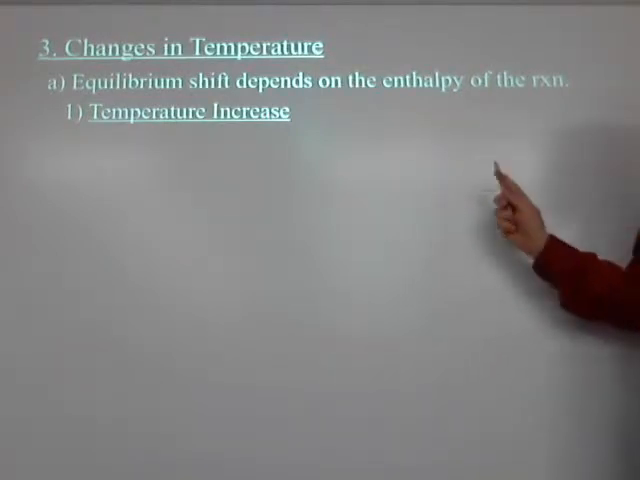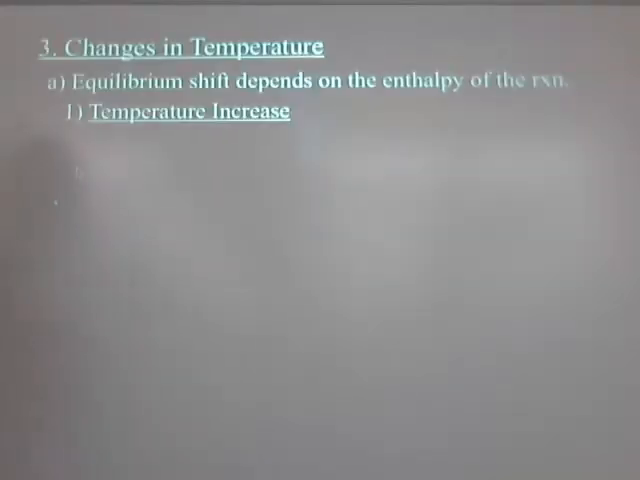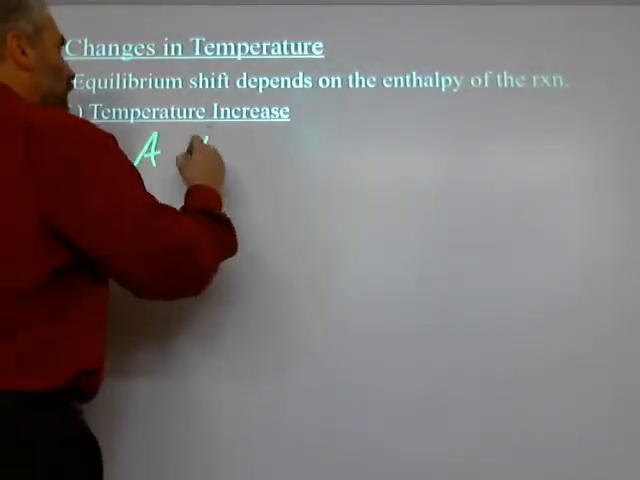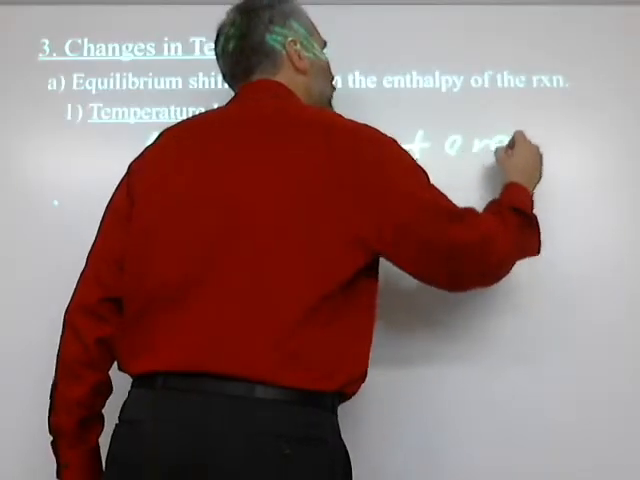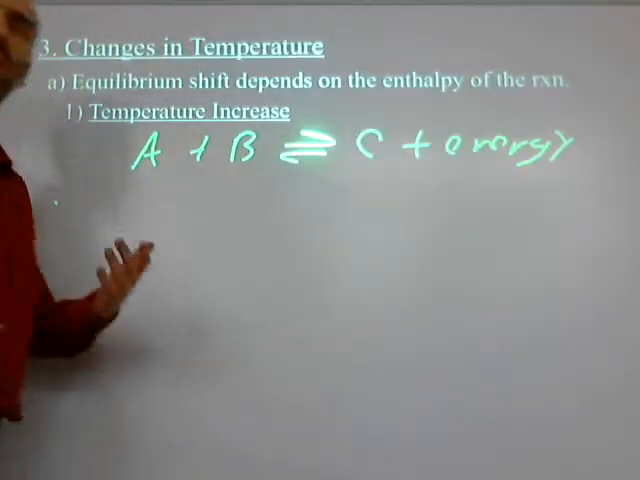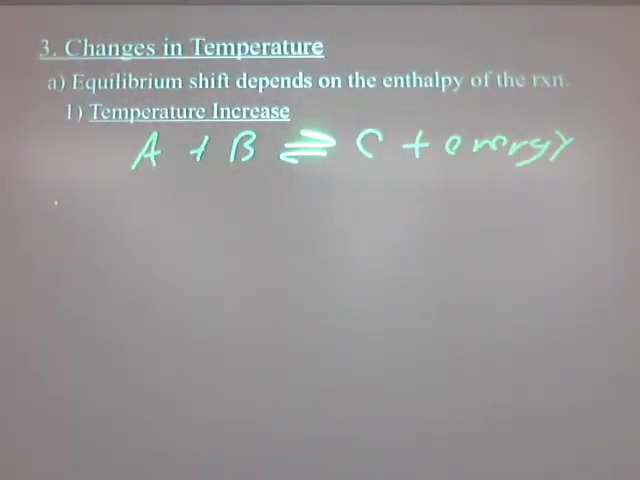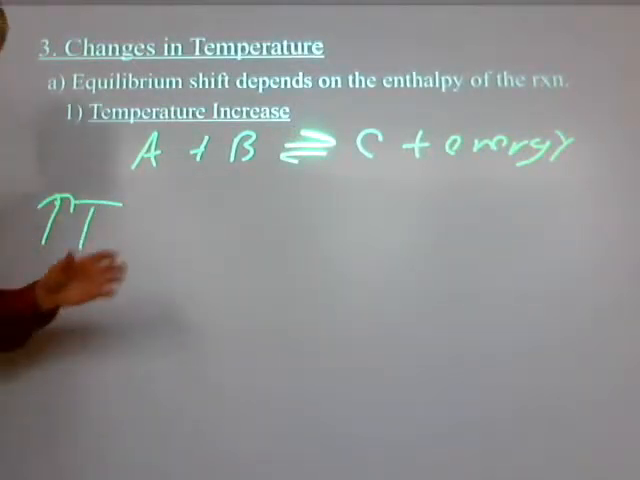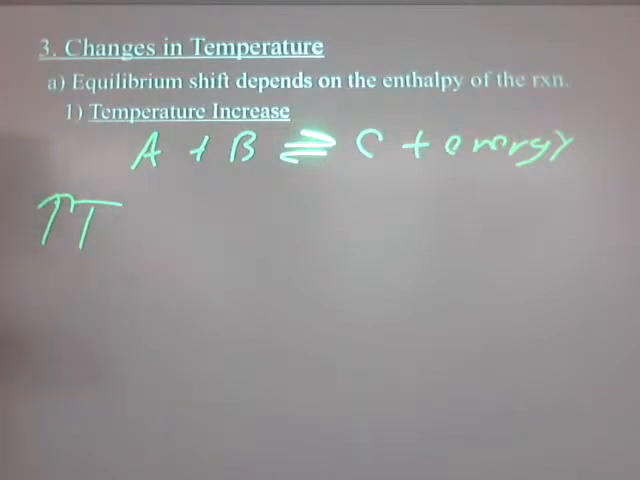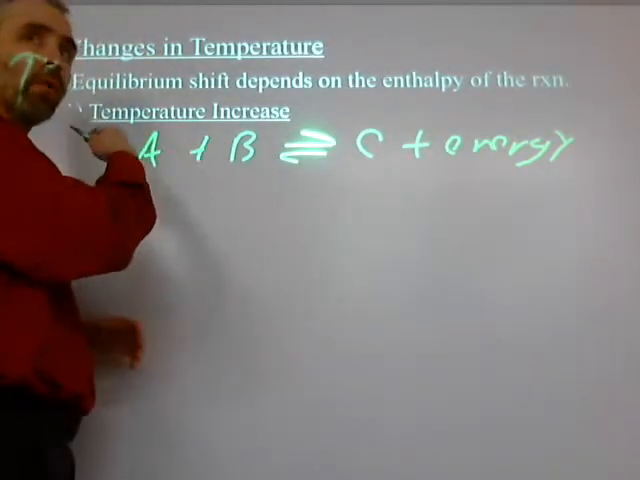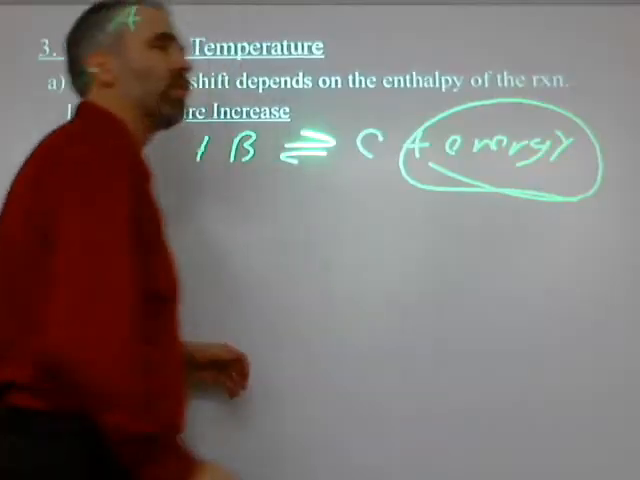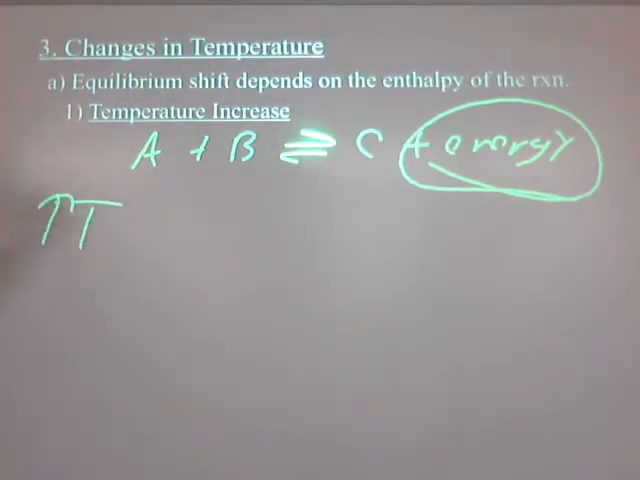If I have a guy, let's just draw a picture first so you have an idea. If I have like A plus B yields C plus energy, what kind of a reaction would that be? Endo or exothermic? Exo, it's giving off energy. So if I were to increase the temperature of a guy like that, where's energy? Well, it's just like adding C. If I were adding C, I would force it this way, right? Well, I'm adding energy. Which way is it going to be going? It's going to be going reverse.